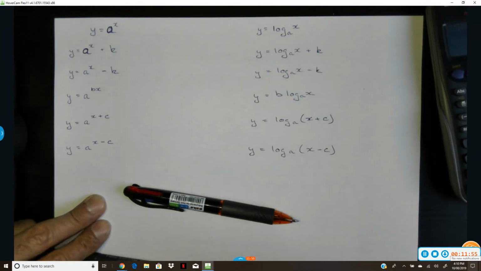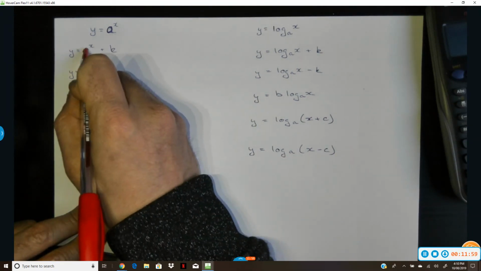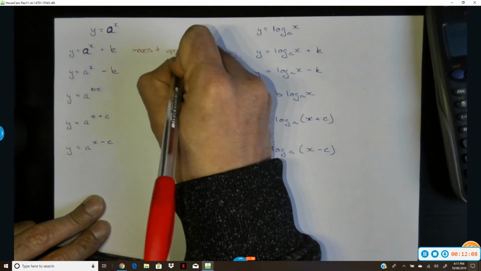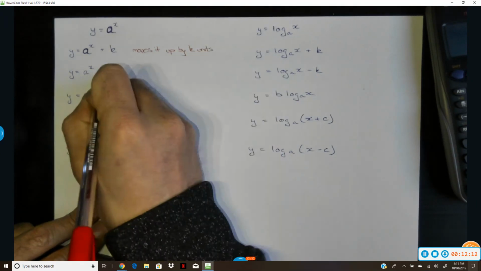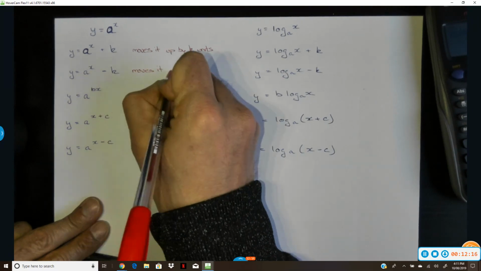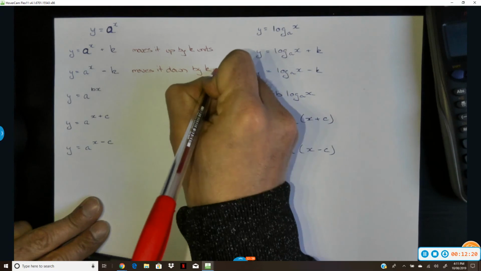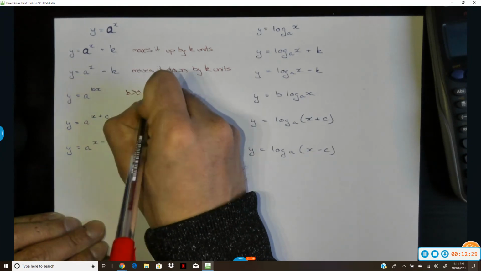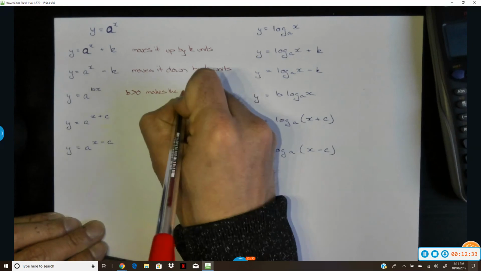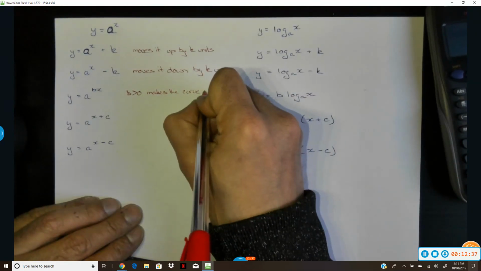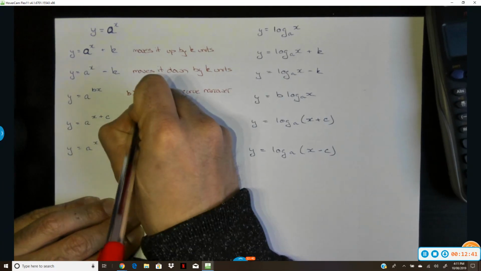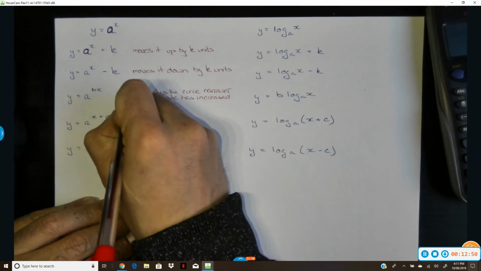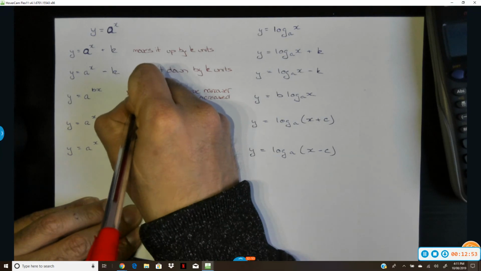So if you get a to the power of x, and then you add a constant k, that moves it up by k units. If I subtract it, it moves it down by k units. If b is greater than 1, it makes the curve narrower, as the rate has increased.